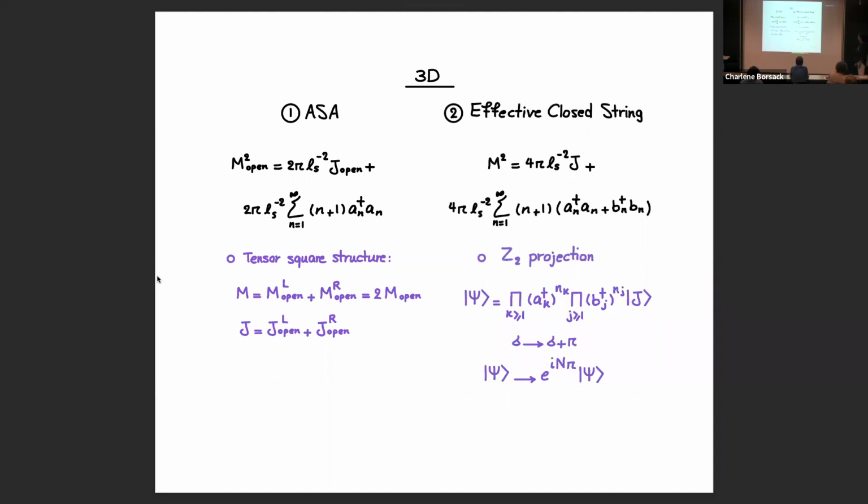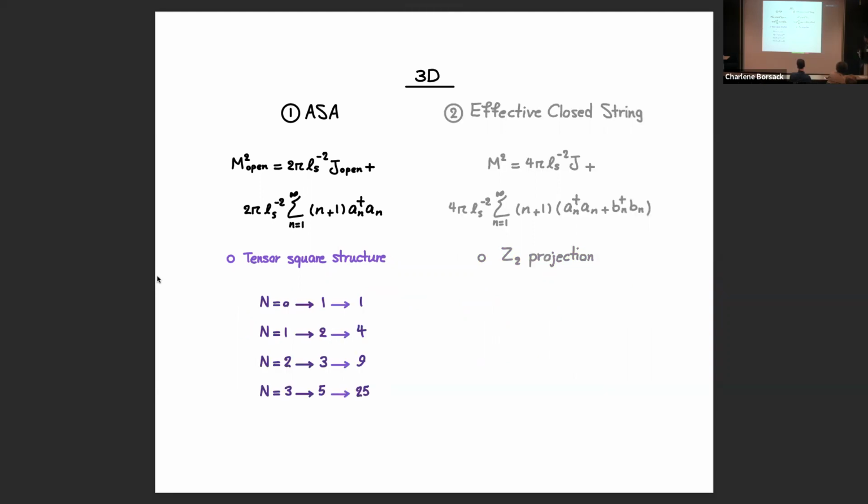In the effective closed string, on the other hand, we can directly get the spectrum for the closed string glueball states. So we will have two towers of oscillators. But here, the states built by these operators are not all physical, because some of them are not invariant under the Z2 transformation, sigma goes to sigma plus pi. So we have to project out those states.